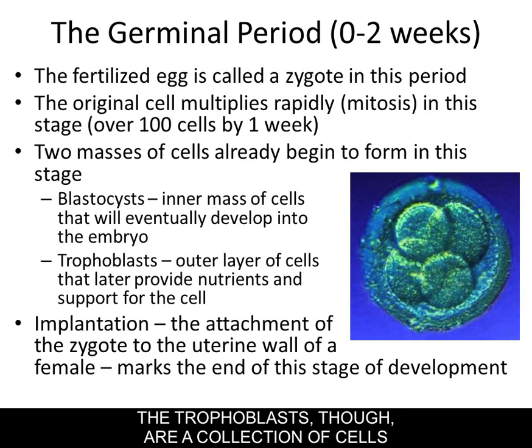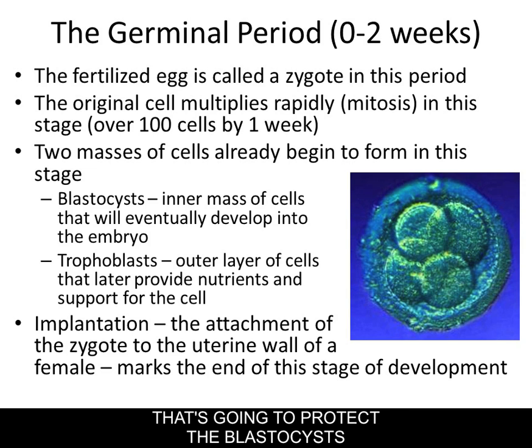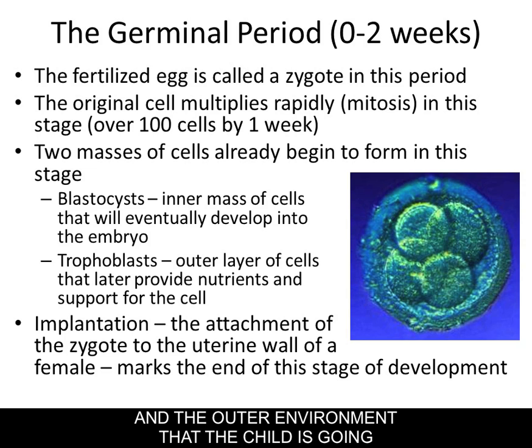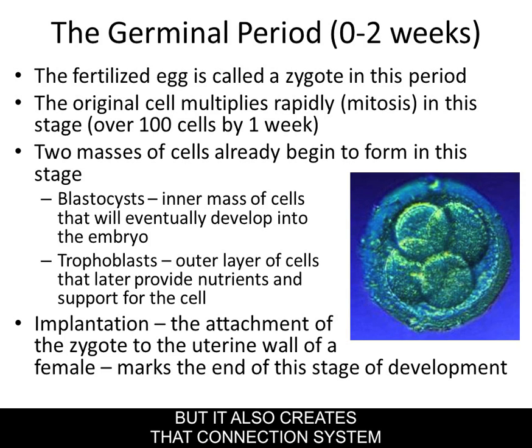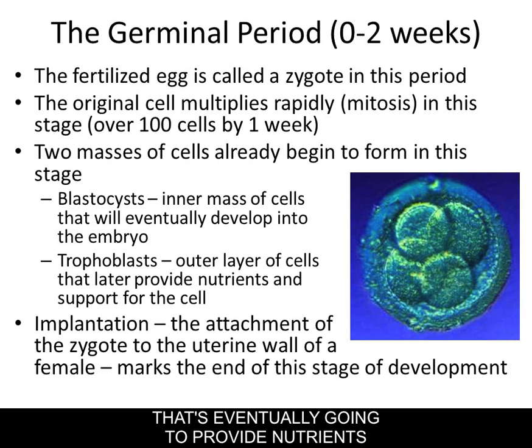The trophoblasts, though, are a collection of cells that form an outer layer that's going to protect the blastocysts. And this not only protects the inner cells from the outer environment that the child is going to be exposed to, but it also creates that connection system that's eventually going to provide nutrients for those inner cells, for those blastocysts.